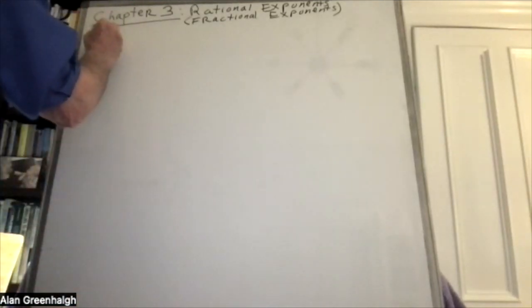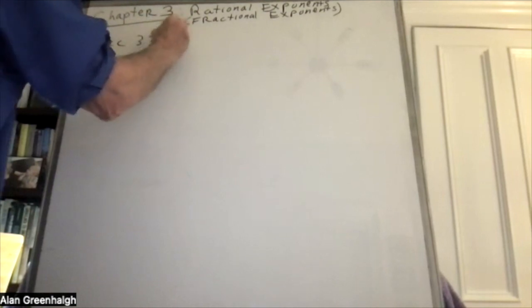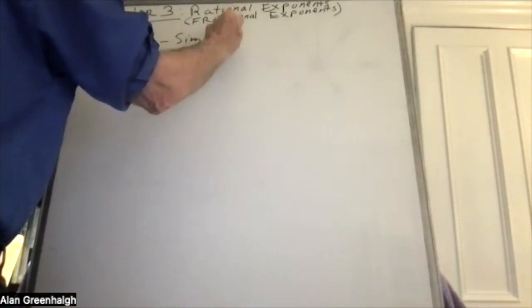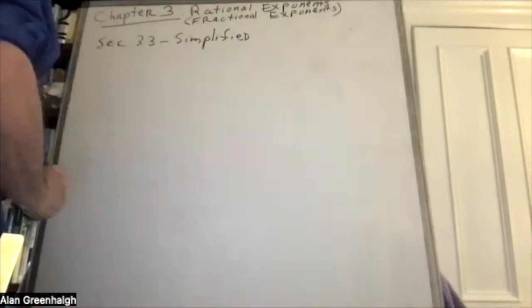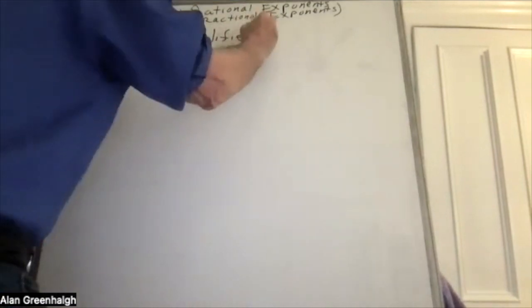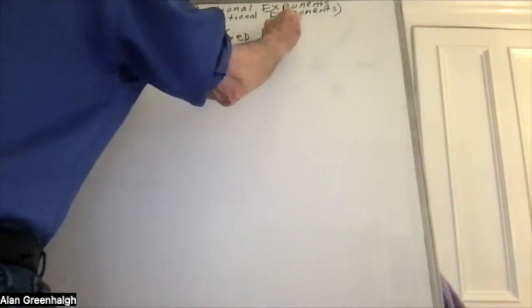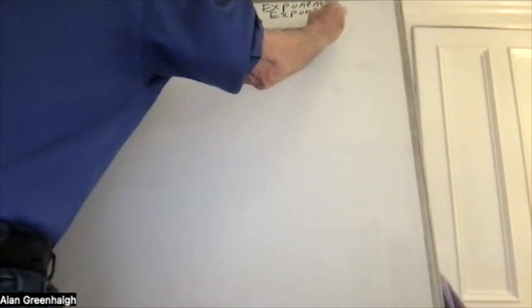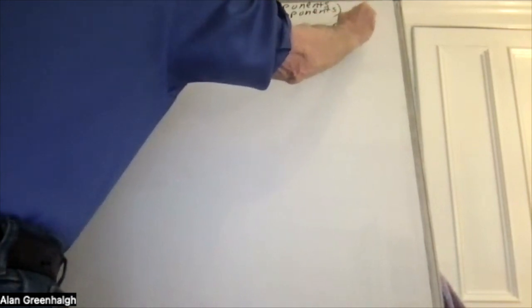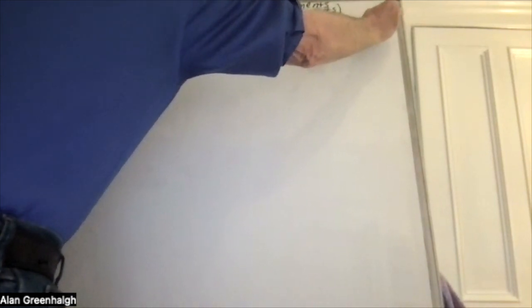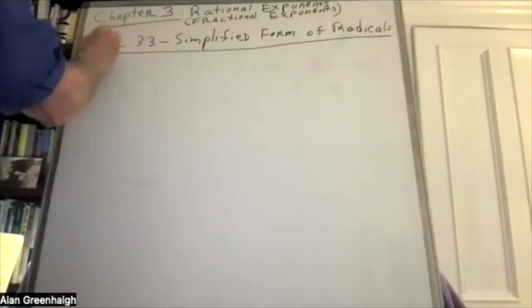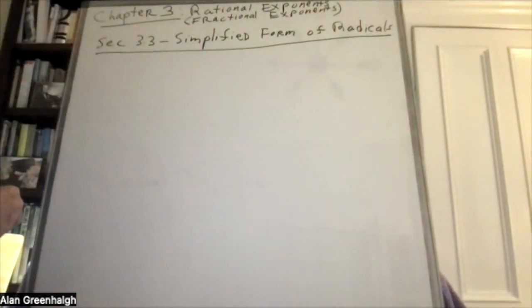So we now look at section 3.3, which is simplifying radicals. I think in the book it's actually called simplified form of radicals, which is the same exact thing as what I said, except it's just written differently. Okay, now this is what it means.